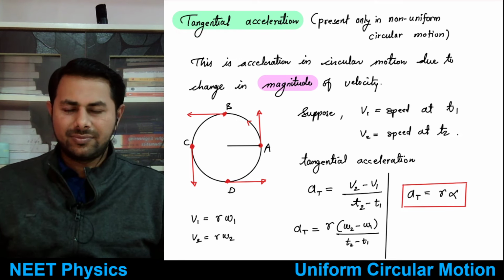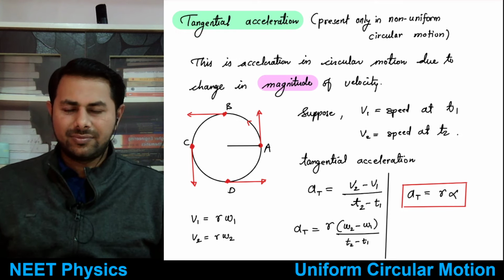In fact, if the speed is constant, then the length of VA bar is equal to the length of VB bar. That shows that the speed, the magnitude of velocity, is constant, but their direction is different. If direction is different, the velocity is changing, and the acceleration because of this change in direction of velocity is called centripetal acceleration. So this thing is clear.